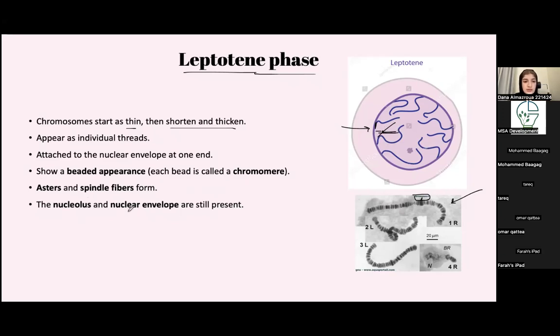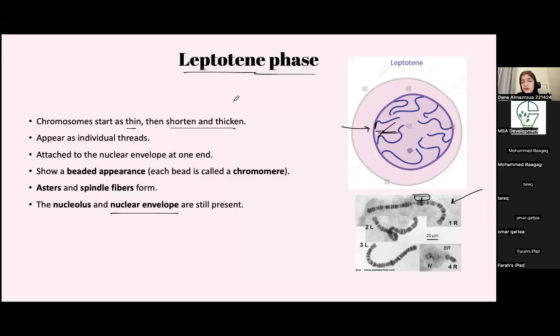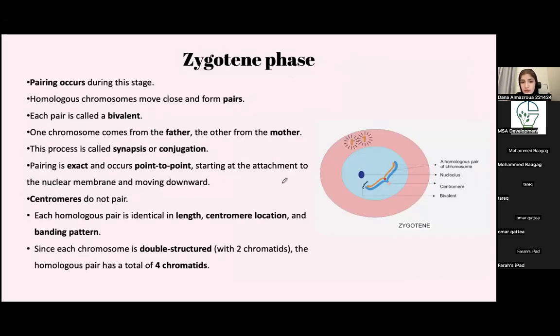Now, the nucleolus and the nuclear envelope so far are still present. We did not disintegrate them yet. So this is mainly what's happening in the leptotene phase. And don't forget that it's a subdivision of prophase 1. Okay. Now, after the leptotene phase, we're going to go to the next phase, which is called the zygotene.